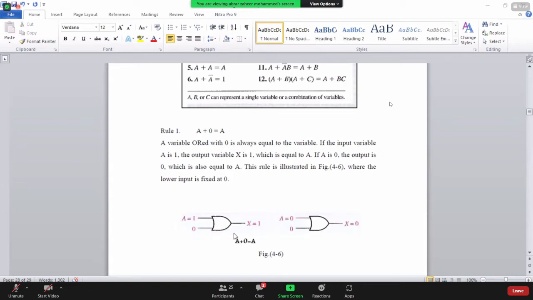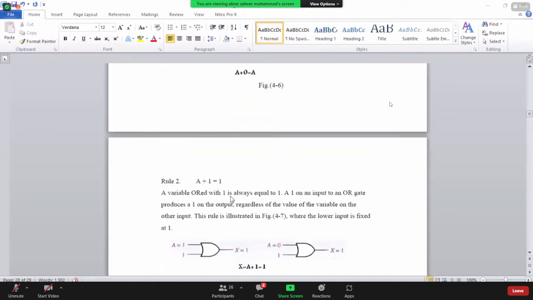So here we are having the OR gate. The lower input of this OR gate is fixed to 0 and A is equal to 1. We have taken A is equal to 1, so 1 plus 0 is equal to 1. And here we have taken A is equal to 0, so 0 plus 0 is equal to 0. So when the variable is ORed with 0, it is equal to the variable.